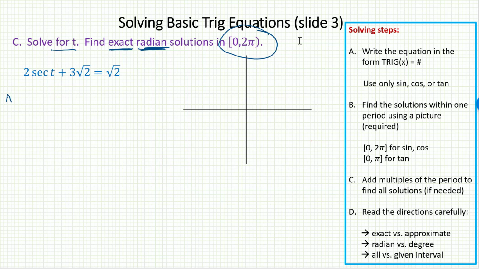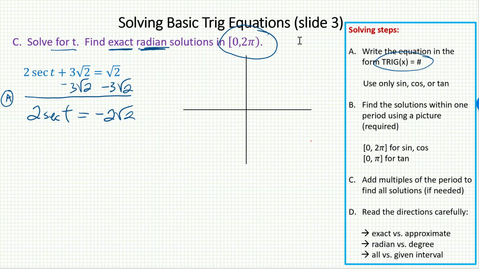Okay, step A. I need to clean this equation up until it looks like this. Well, let's get this secant t by itself. I'll subtract 3 root 2 from each side. Let's see, 1 root 2 minus 3 root 2's would be negative 2 root 2. And divide both sides by 2. So I have secant t equals negative root 2.